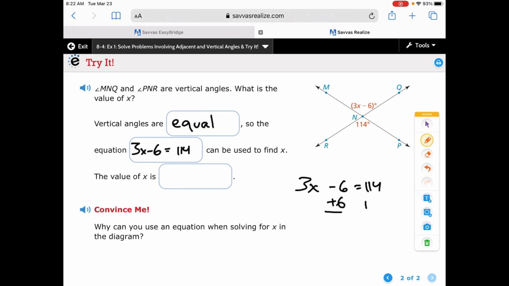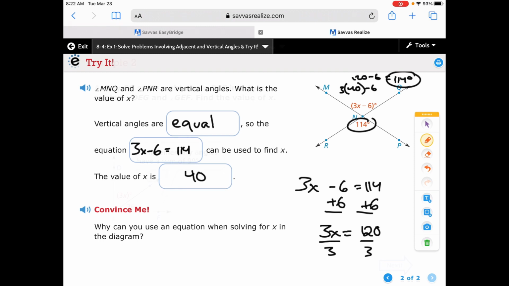So then what we'll do is we take 3x minus 6 equals 114. We'll add 6 to both sides. We have 3x equals 120. We divide by 3. So we know that the value of x is 40. Right? And then this angle measure, if we replaced it, we would do 3 times 40 minus 6. So 120 minus 6, and that angle measure is 114 degrees, just like indicated there.